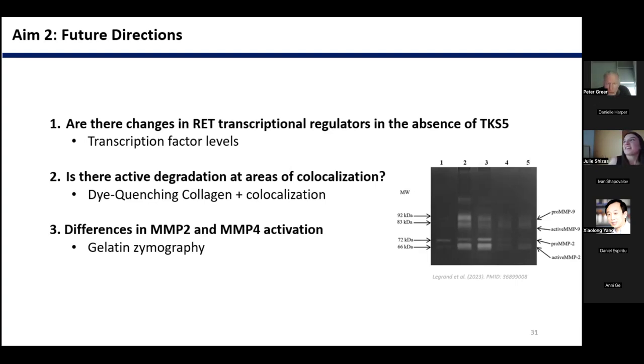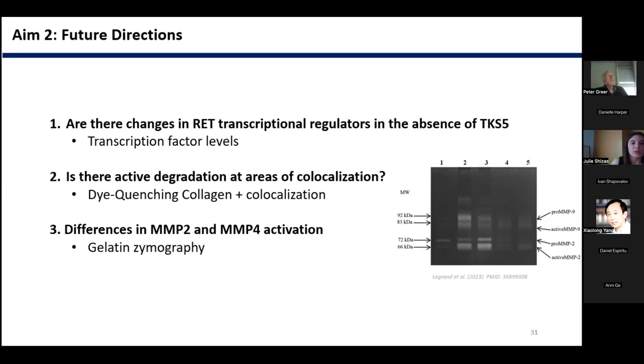And then the second area that I want to do more research in is, is there actually active degradation happening at these areas of colocalization? So just because two markers of invadopodia are colocalizing doesn't necessarily mean that it's producing a structure that's able to actively degrade.